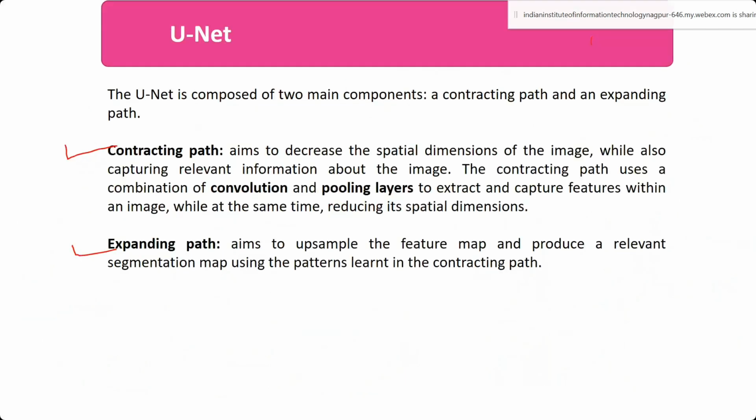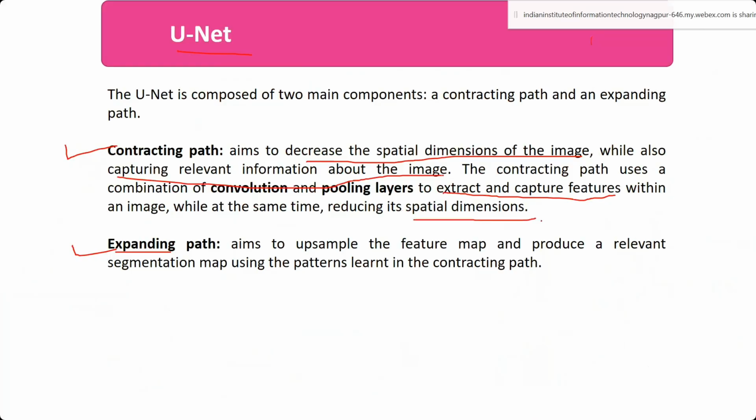So this is the basic idea about the UNet architecture. As we have already seen, it has two paths: one is a contracting path, another one is an expanding path. So what is the main goal of the contracting path of UNet architecture? It aims to decrease the spatial dimensions of the image while also capturing the relevant information about the image. The contracting path uses a combination of convolution and pooling layers. Again, it is a down block structure. So what is the purpose? It extracts and captures the features within an image while at the same time reducing its spatial dimensions.